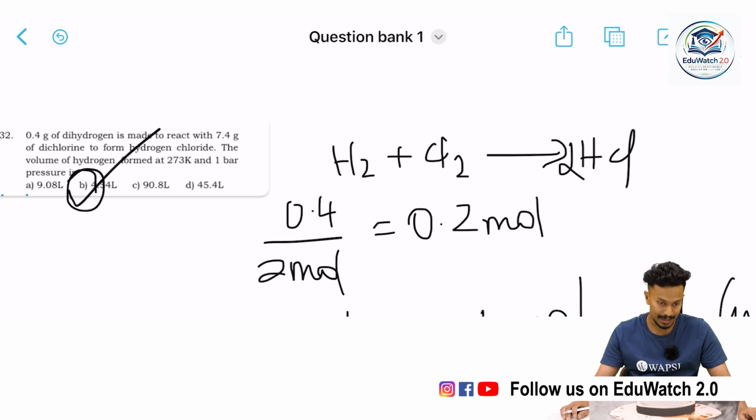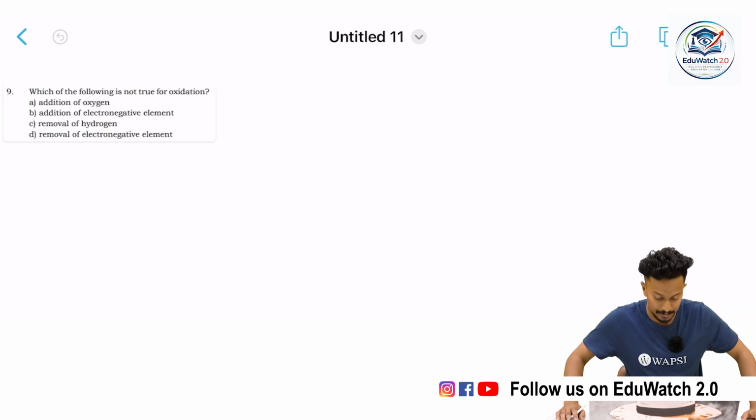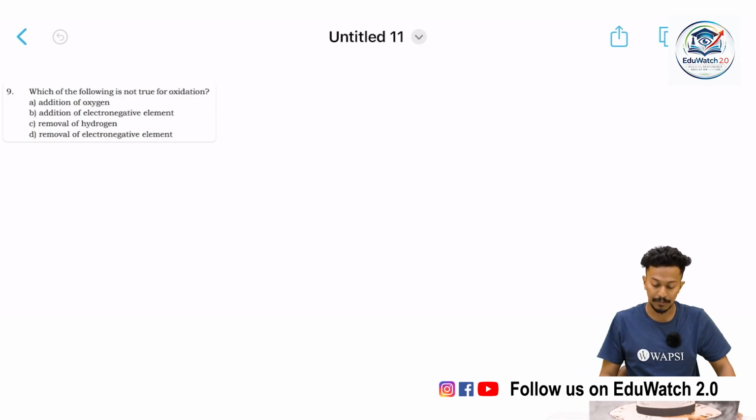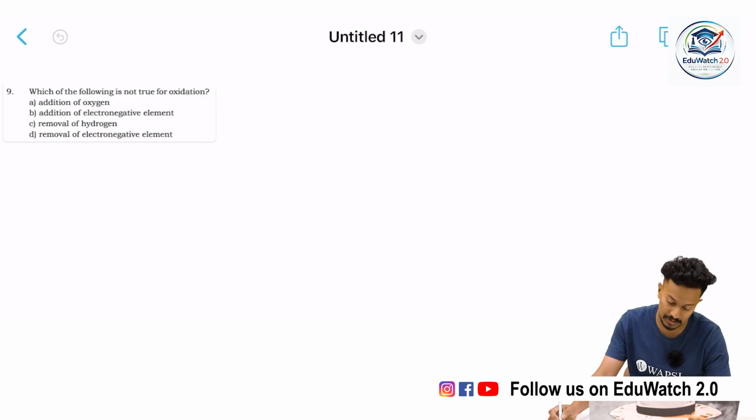We have found out the answer. We will move on to our next question. So this is our question right here. Which of the following is not true for oxidation? Okay, which of the following is not true for an oxidation?